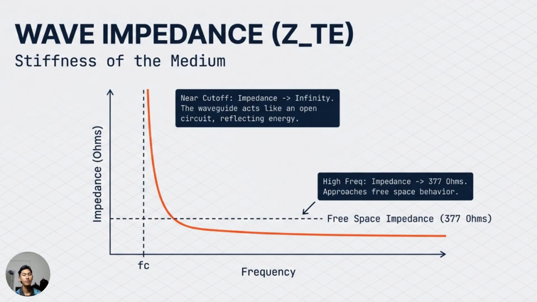The wave impedance of a TE mode depends on frequency. Near the cut-off frequency, the impedance becomes very large, causing strong reflections. At high frequencies, the impedance approaches the free space value of around 377 ohms, and the waveguide behaves more like open space.